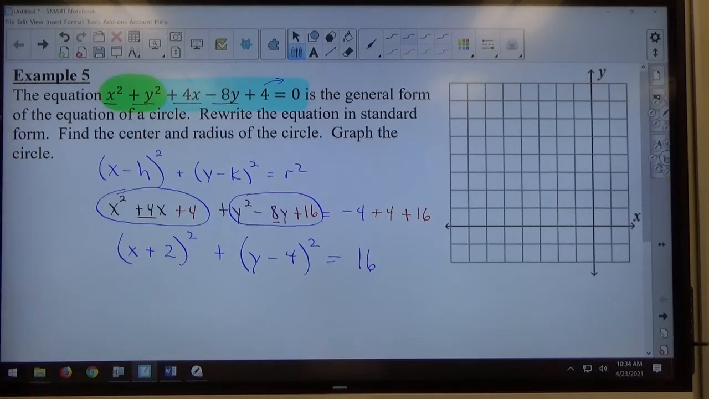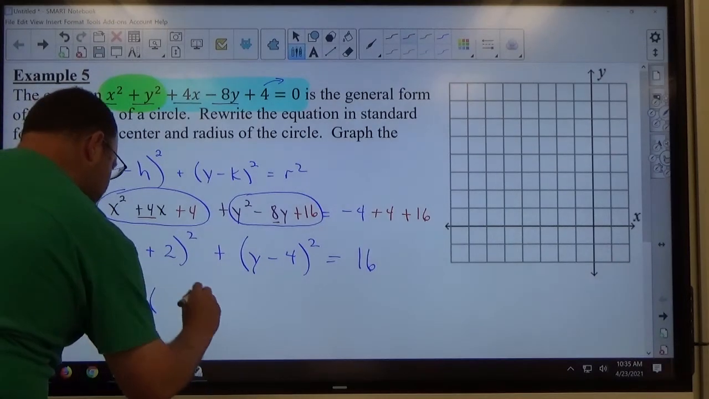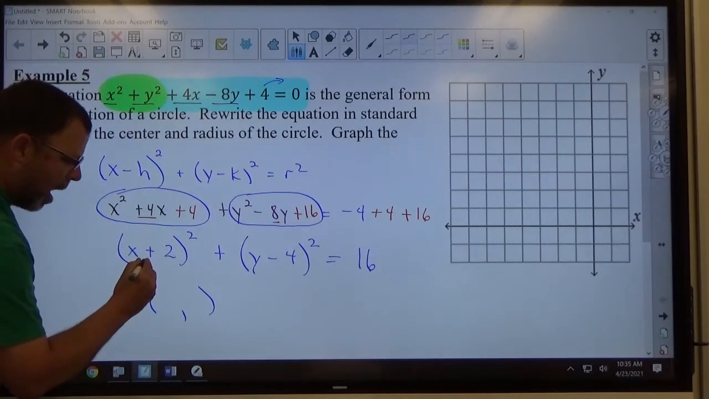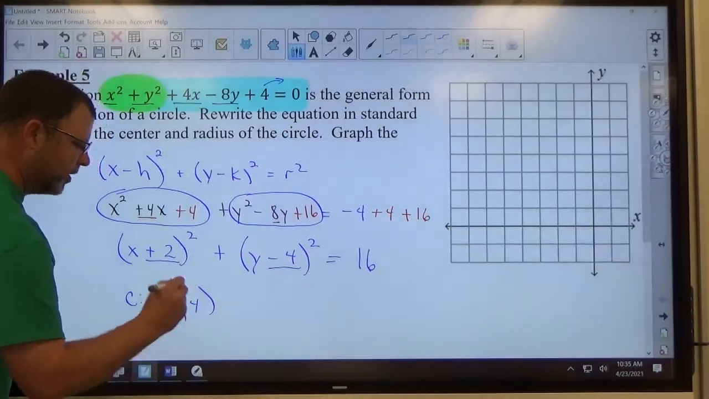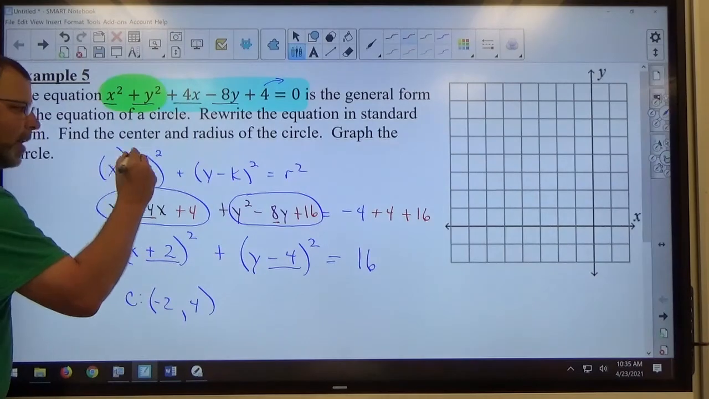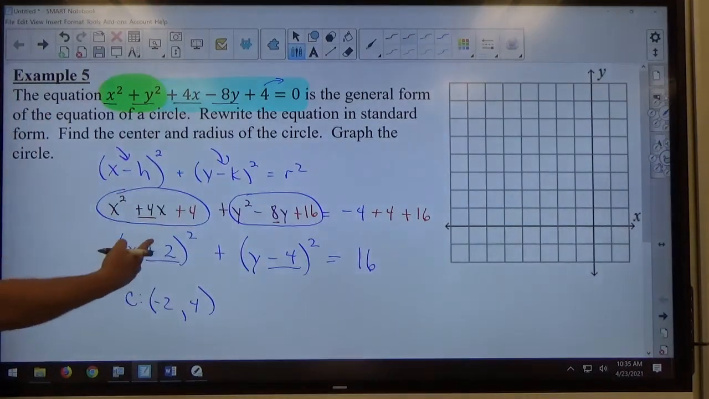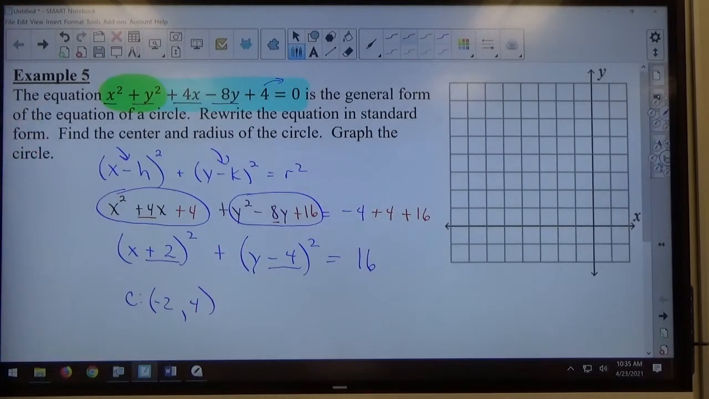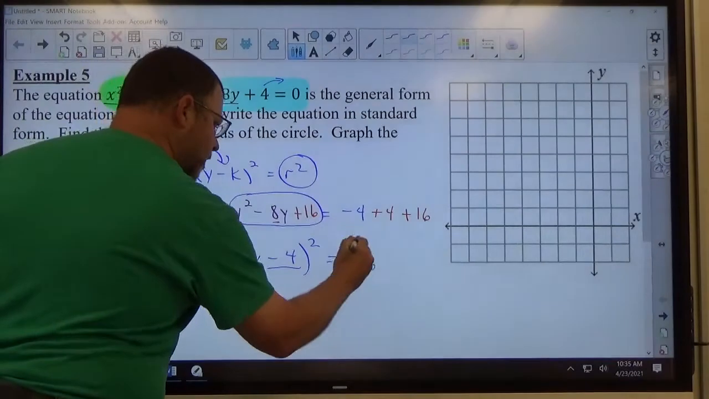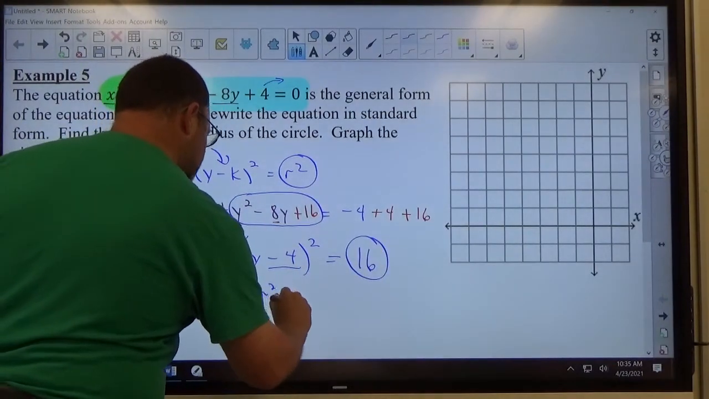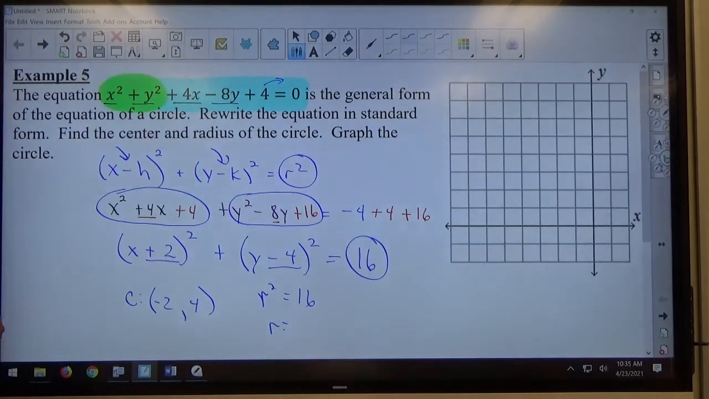Once we're in standard form, it says find the center and radius of the circle. So the center is the opposite of this number and the opposite of that number. Because again, the formula says minus h and minus k, which means these are the numbers, but they're the wrong sign. So change the sign, change the sign. The radius squared is whatever that is. So radius squared is equal to 16, so the radius is equal to, what's the radius? 4.